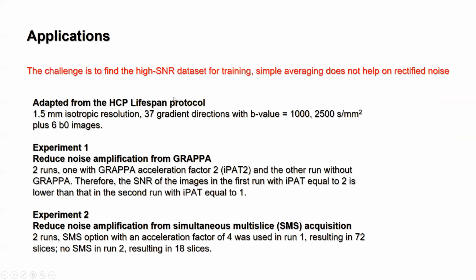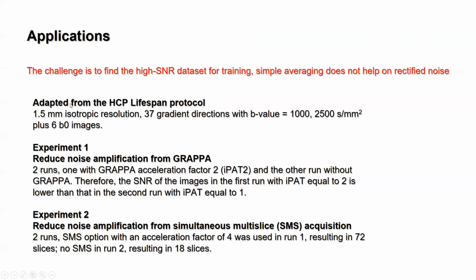In practice, the challenge is to find the low noise dataset for training, because simple averaging does not help on rectified noise. You do average, the rectified noise is still there. It's just added up. So as a demonstration, we did 2 experiments in which the high noise imaging protocol is typically adopted to save acquisition time, while the low noise images can be acquired with longer time.